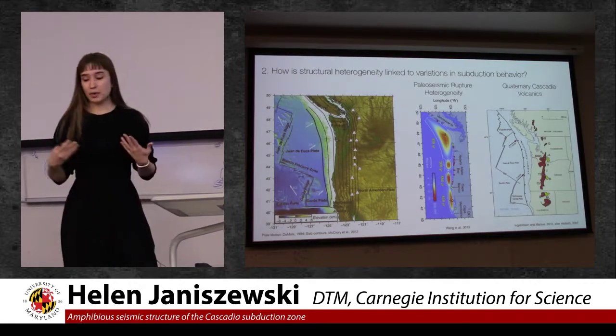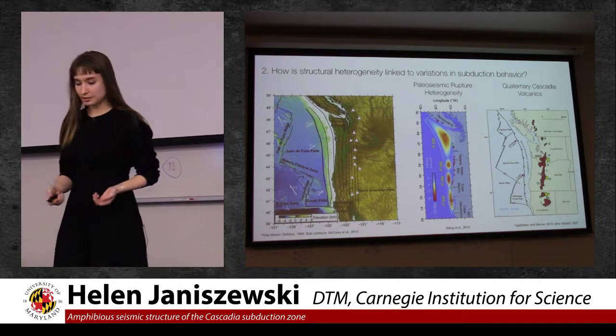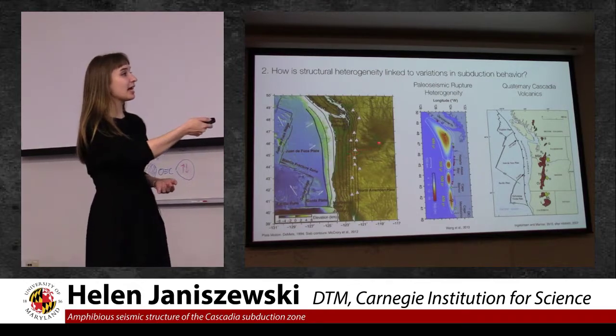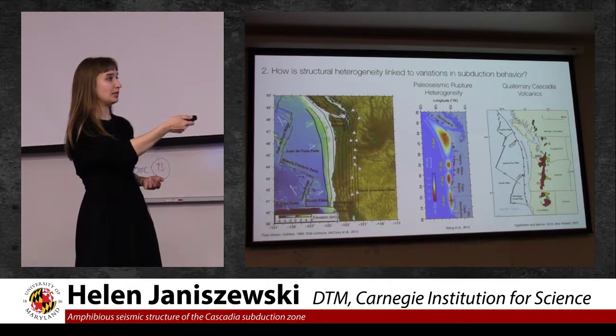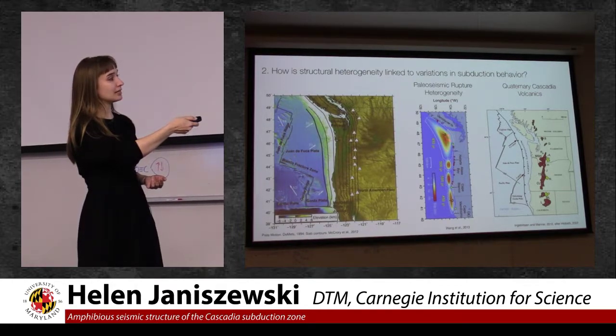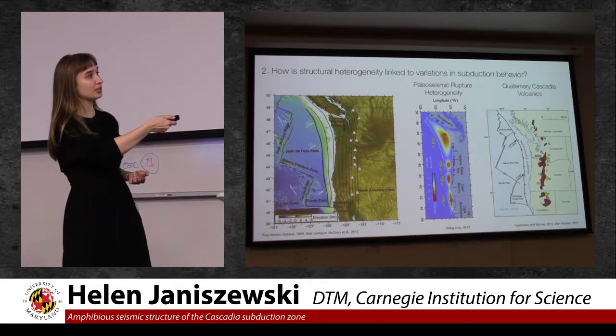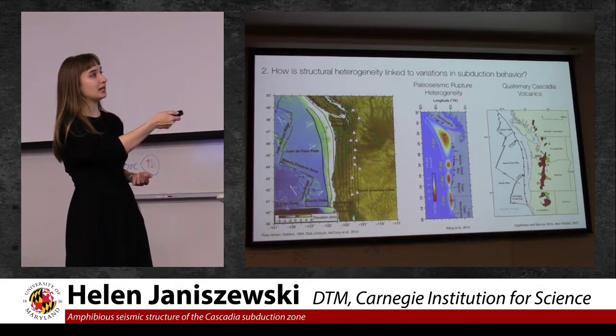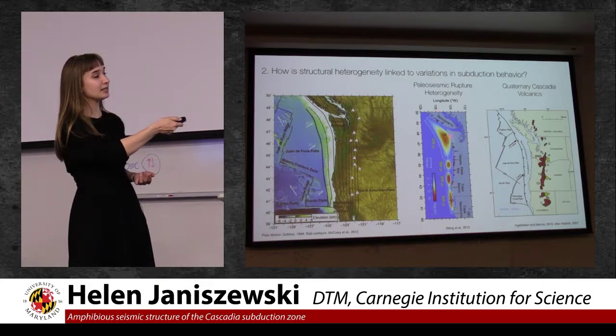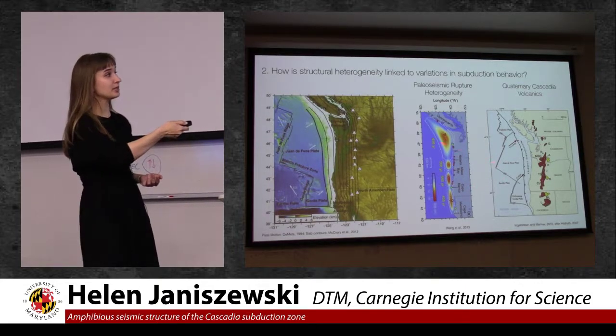We also know from other geophysical and geochemical studies in the region that there's heterogeneity associated with these features. So for example, this is modeled slip. The red colors mean higher amounts of slip, blue colors mean less slip. This is based on paleoseismic studies of previous megathrust ruptures in the area.